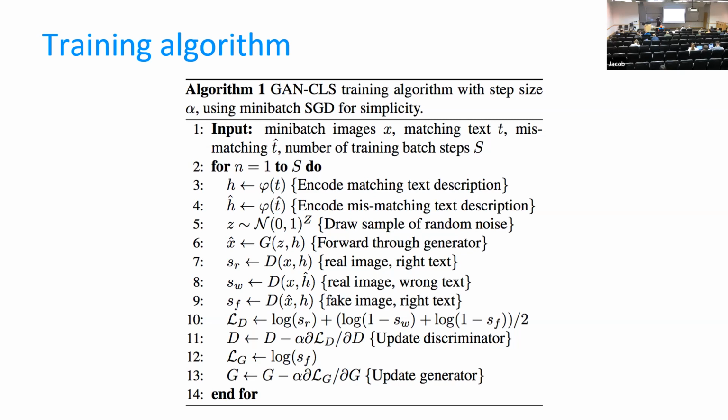Okay, as a reminder, S sub F is the discriminator score for a fake image with the right text. So with that in mind, why do you think we want our generator to maximize log S_F? Thoughts? Yeah, Max, you want to take a shot?